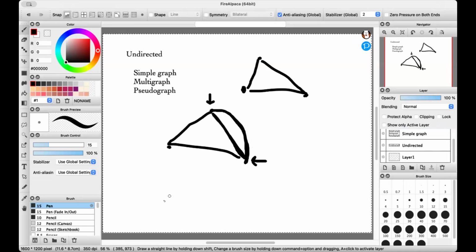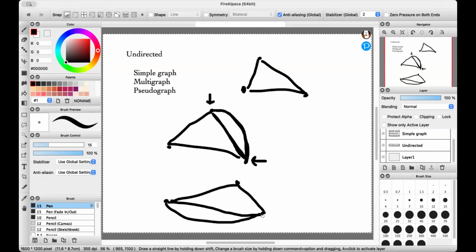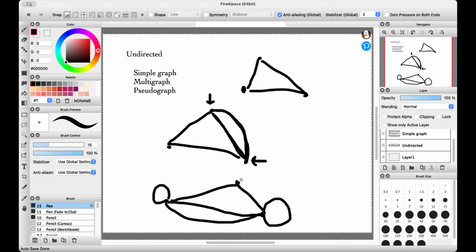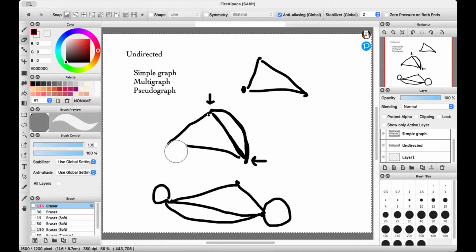And then you have the pseudograph, which is very similar to the multi-graph. You're allowed to have multiple edges between any two points. And you also have what's called a loop, where one vertex has an edge that connects it to itself like this. You could have it for any number of vertices, but basically a pseudograph says that this is allowed. Does that make sense so far? All right, I'll just erase these for now.